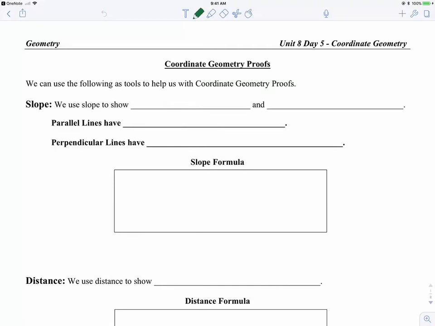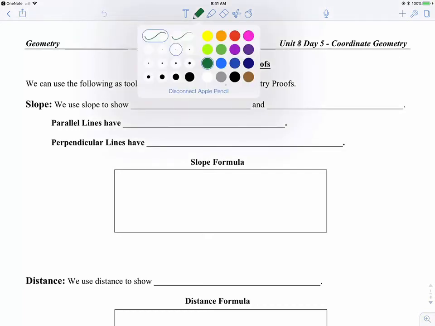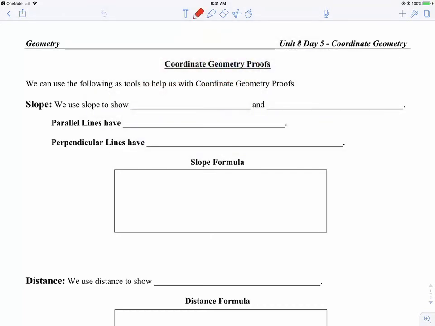Okay, so we're going to do some coordinate geometry proofs. That means if we have some 4 points on a graph and we connect the 4 points, it makes a quadrilateral. We want to prove what kind of quadrilateral it is. So is it a square? Is it a rectangle? Is it a parallelogram?